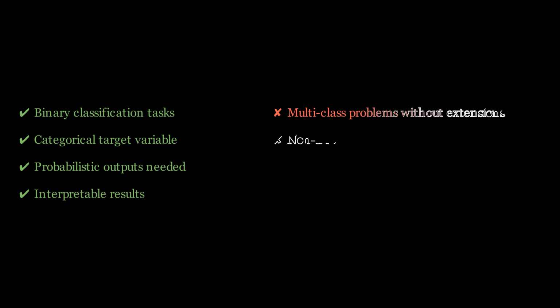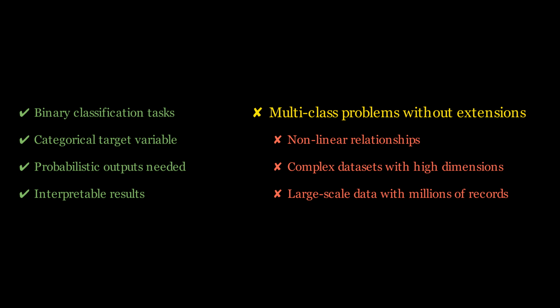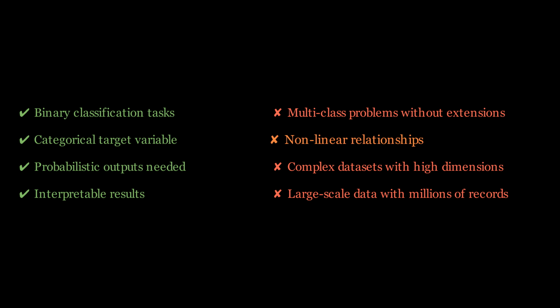Logistic regression provides interpretable results, making it easier to understand the relationship between features and predictions. However, logistic regression is not ideal for multi-class problems without modification, nonlinear relationships, or large datasets with complex patterns that require more powerful models. Logistic regression struggles with multi-class problems unless extended with techniques like 1 vs rest or multinomial logistic regression. It is unsuitable for nonlinear relationships, where features in the target variable don't follow a linear pattern.